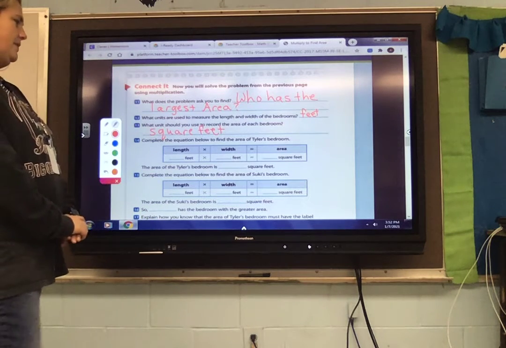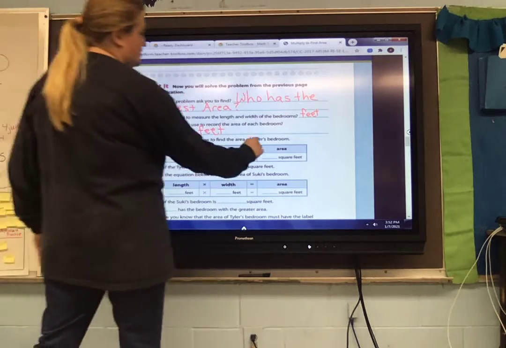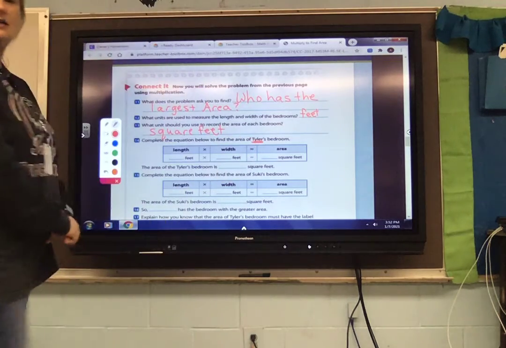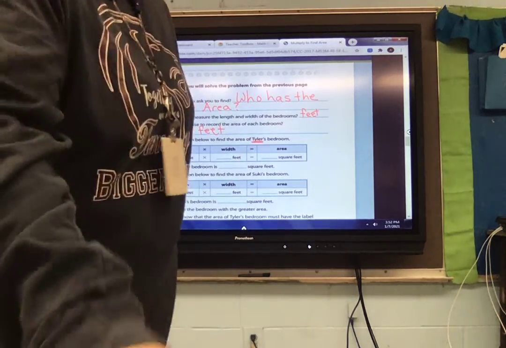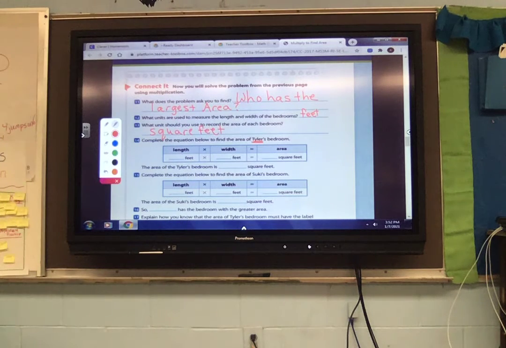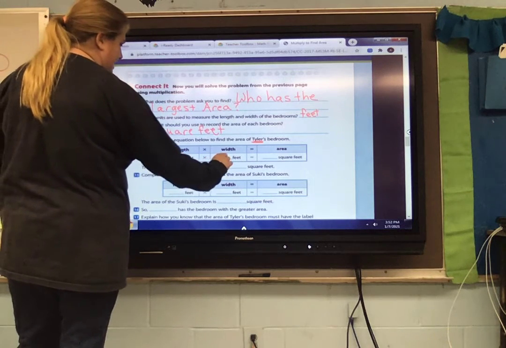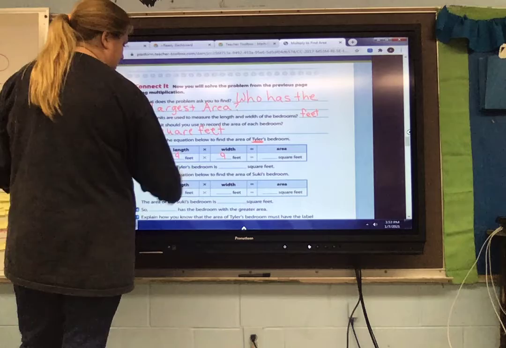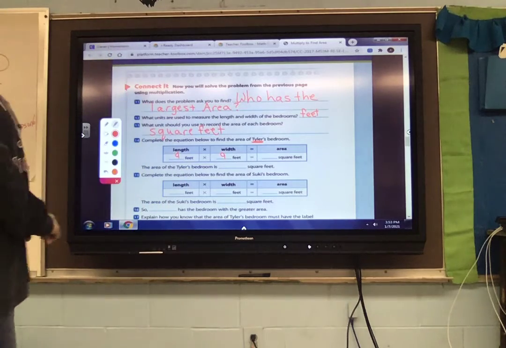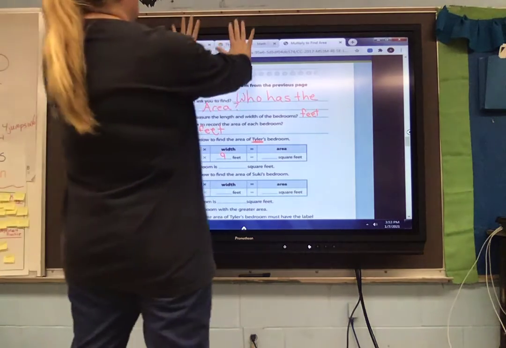14, let's break it apart. Let's look at Tyler. This one wants Tyler. So I'm going to underline Tyler so we make sure we're looking at the correct person. Go back and look at Tyler's bedroom. What was his length? His was the square, remember? So both sides were 9 feet. So the length was 9 and the width was 9.